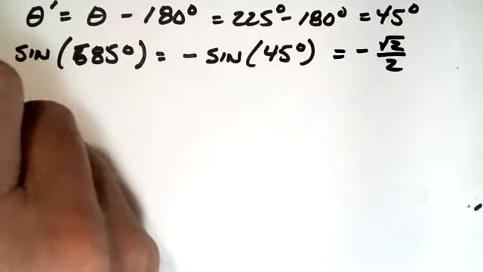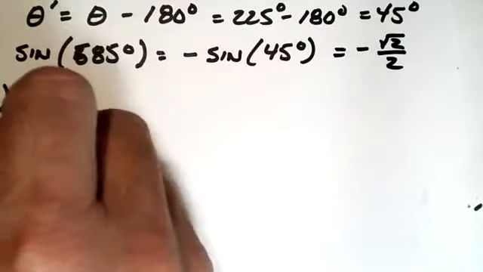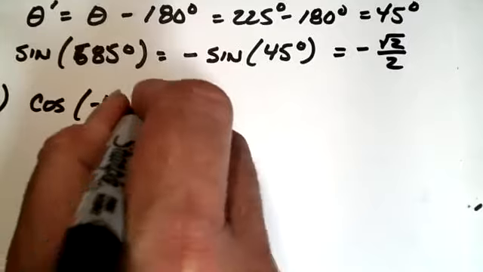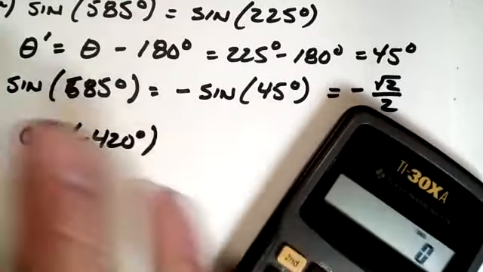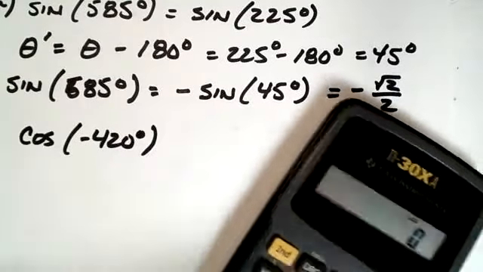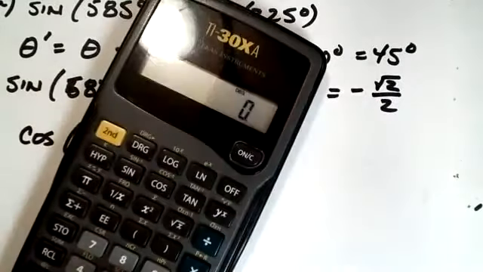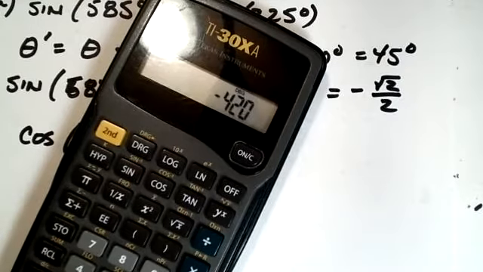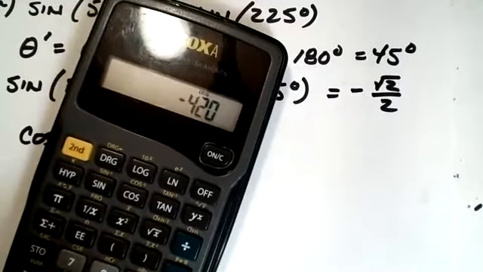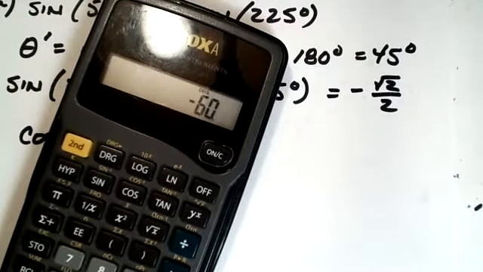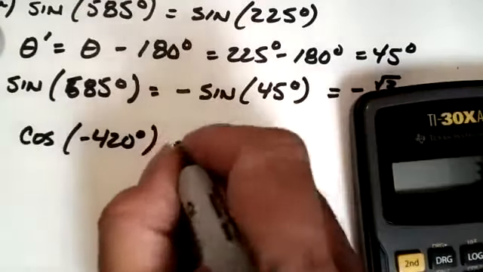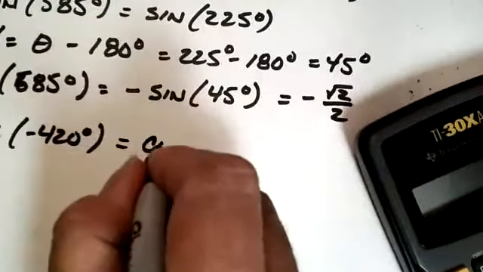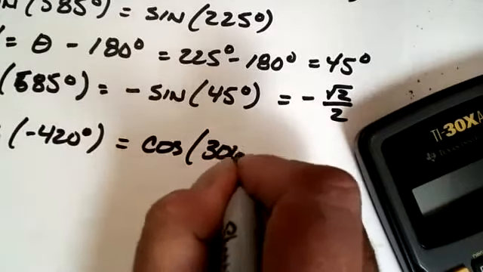Okay, so let's try B. Same sort of idea. Cosine of negative 420 degrees. You might be able to figure out what quadrant that's in, but it's easier just to sit here with a calculator and whack it out. So let's see, 420, change the sign. I'm going to add 360 to it. Well, I'm still outside the range. Add another 360 to it, and now I'm at positive 300. So this is equal to cosine of 300 degrees.